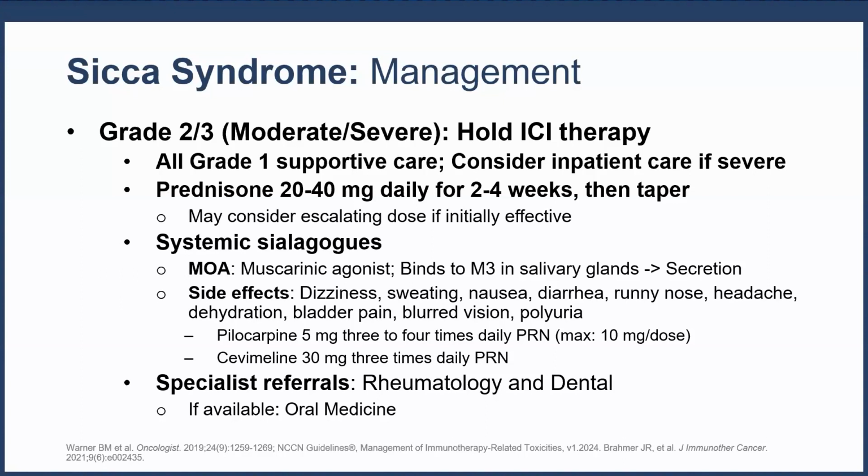The systemic sialagogues are something that I don't think I used at all prior to understanding and recognizing Sicca syndrome. And these are those parasympathetic nervous system stimulants, the muscarinic agonists. They bind to M3 in the salivary glands, and they result in increased exocrine secretion. And so they have all of the side effects that you'd think of with the parasympathetic nervous system: dizziness and sweating, nausea, diarrhea, runny nose, headache, blurred vision, polyuria. But they also increase that secretion, right? And so it might be worth those side effects, or maybe they are manageable for patients.